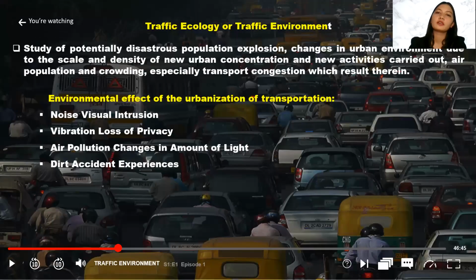So traffic ecology or traffic environment is the study of the potentially disastrous population explosion and changes in the urban environment due to the scale and density of new urban concentration and new activities carried out, air pollution and crowding, especially transport congestion, which result from them. Environmental effects of the urbanization of transport are noise, visual intrusion, vibration, loss of privacy, air pollution, changes in the amount of light, dirt, and accident experiences.